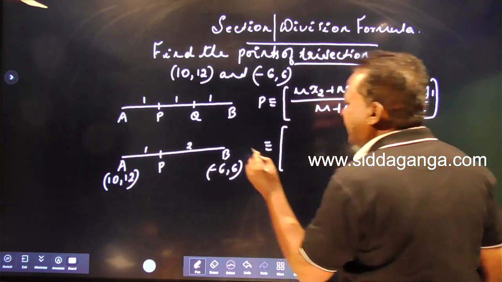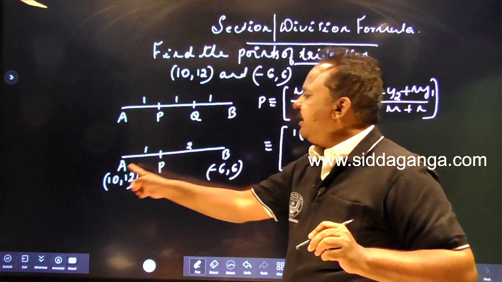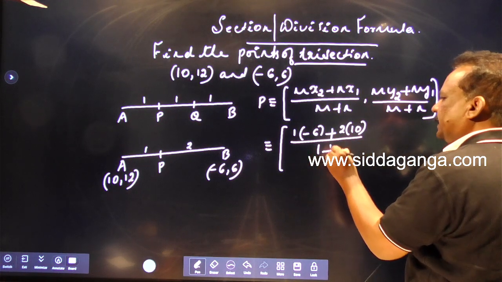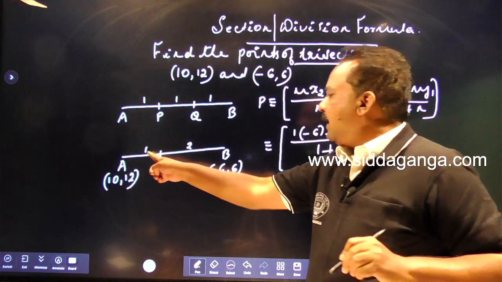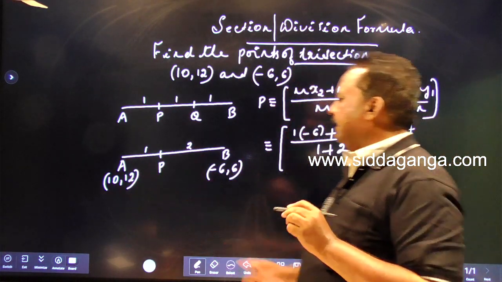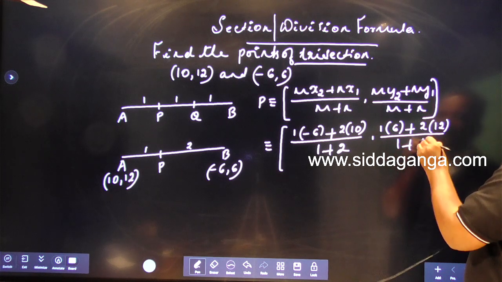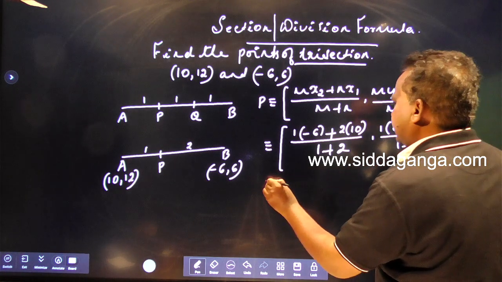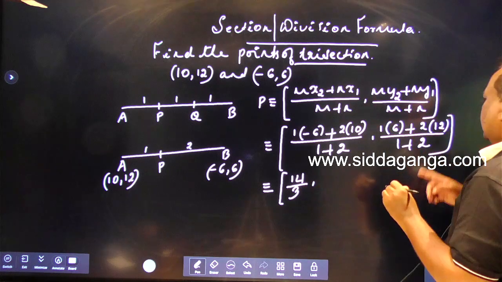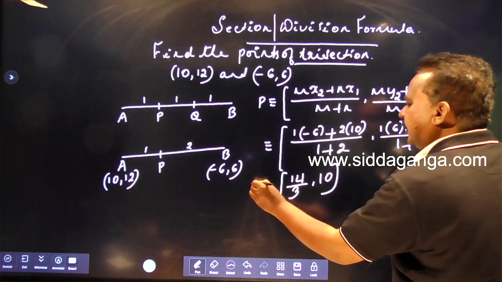mx2, 1 into minus 6, plus nx1, 2 into 10, divided by m plus n, that is 1 plus 2. my2, 1 into 6, plus ny1, 2 into 12, divided by m plus n, 1 plus 2. Minus 6 plus 20, 14 by 3. 24 plus 6, 30. 30 by 3, 10. So this is point P.